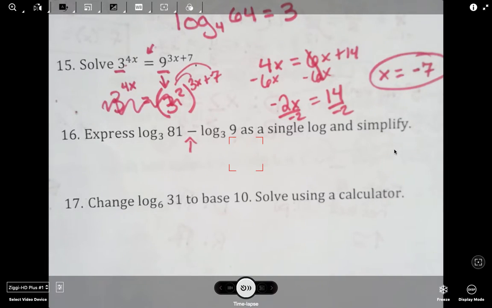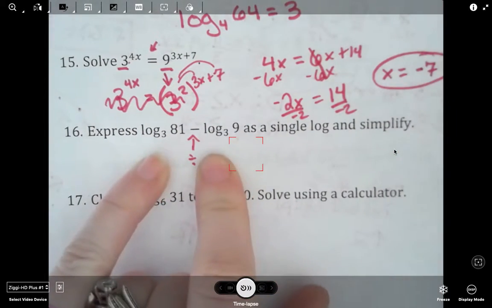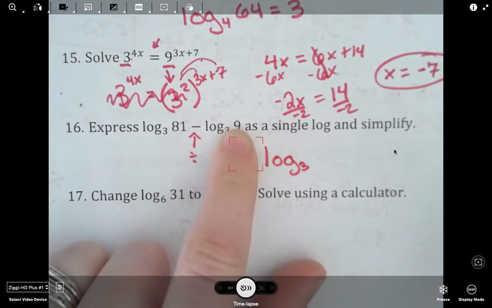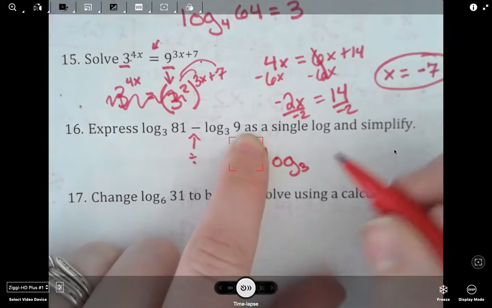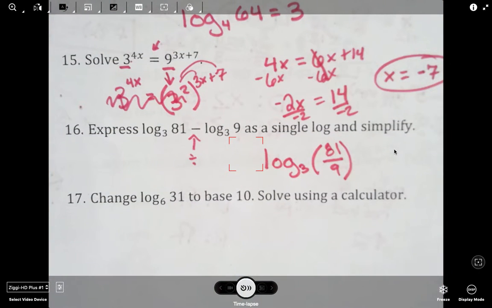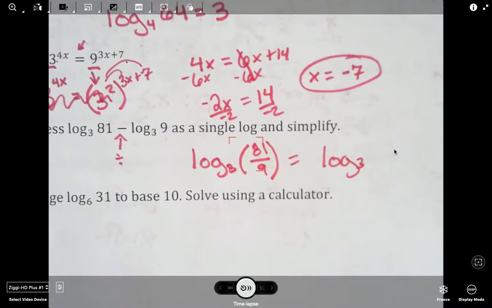What's subtract mean? It doesn't mean subtract. Divide. You're dividing, right? Okay, so I want to put those two logs together, and because they're both log base 3, I can put them as just one log. But it's not 81 minus 9. That doesn't become 81 minus 9. It becomes 81 divided by 9, right? Because minus means divide. So if I write that as a single log, that's going to become simplified log base 3 of 9.